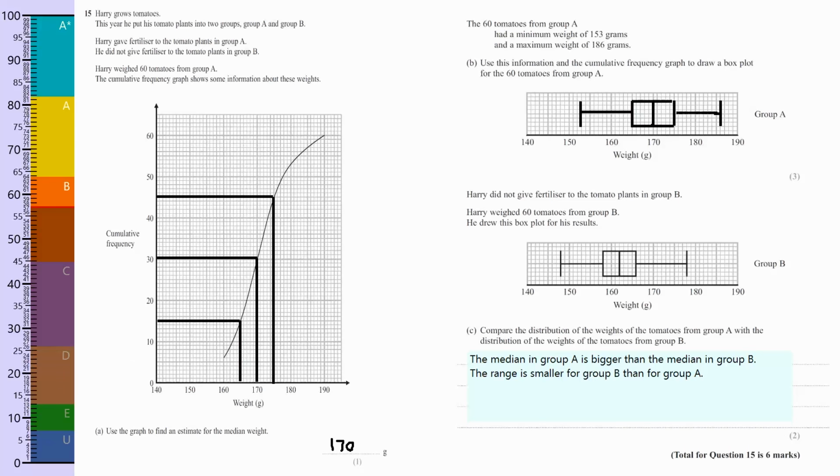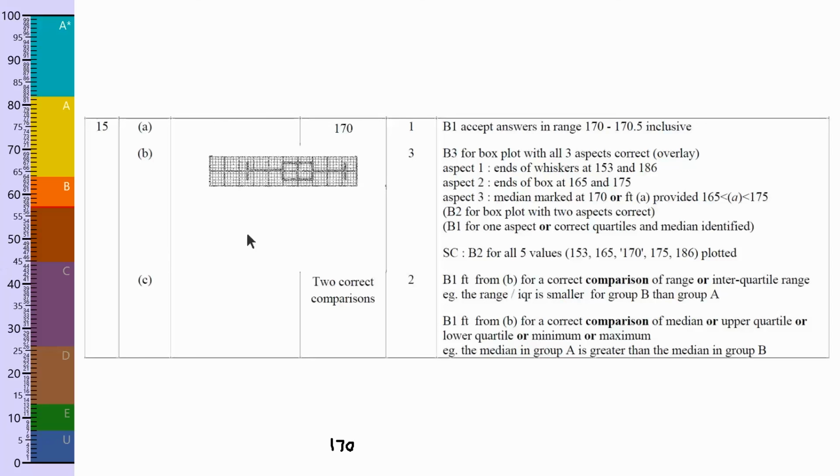Let's have a look at the mark scheme. Okay, and you can see that the median is 170 for A. That's the box plot there. It's not a great diagram, but you can see that it should be at these values here, and there we are. And so it wants all 3 of these things: that the whiskers are at these 2 points here, that the box starts at 165 and ends at 175, and the median is 170.